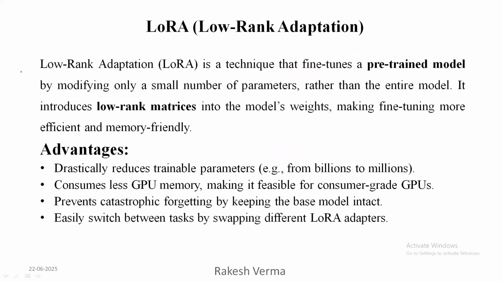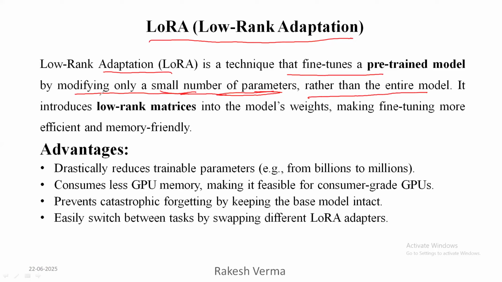The second category is low rank adaptation. Low rank adaptation, as I told you, is a technique that fine tunes a pre-trained model by modifying a small number of parameters. So it selects only a few parameters to train rather than the entire model. It introduces low rank matrices into the model weights, making fine tuning more efficient and memory friendly.